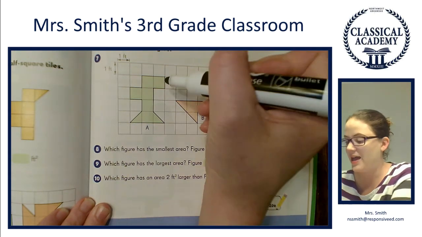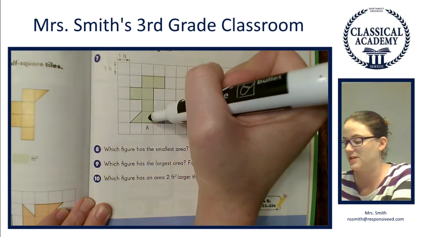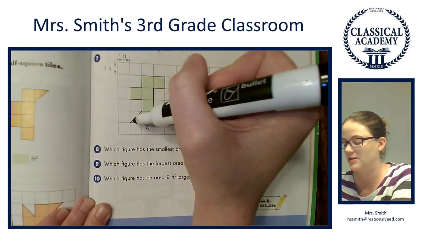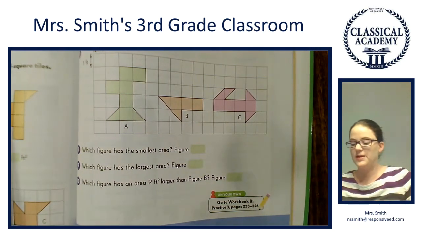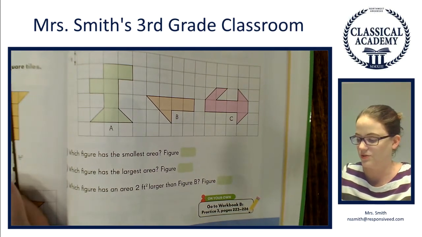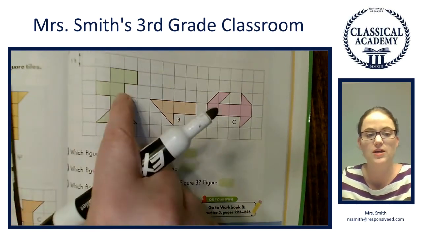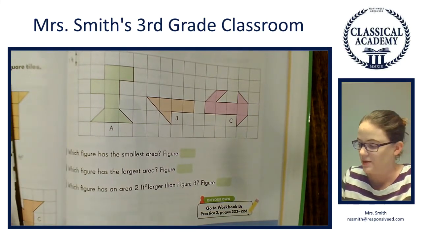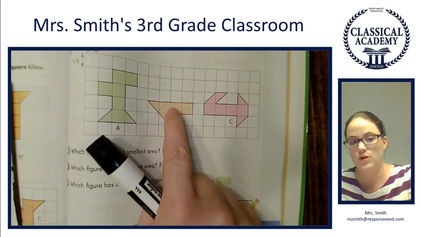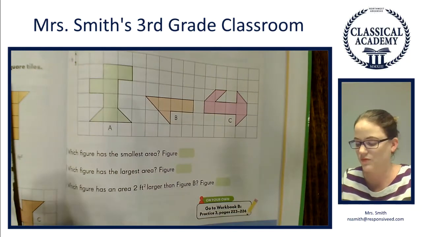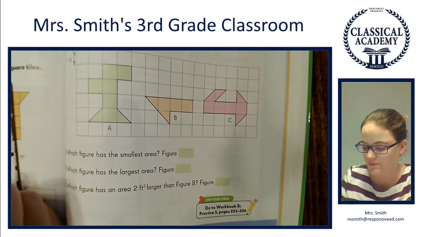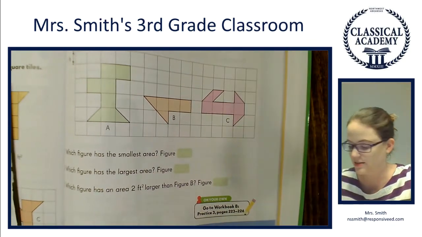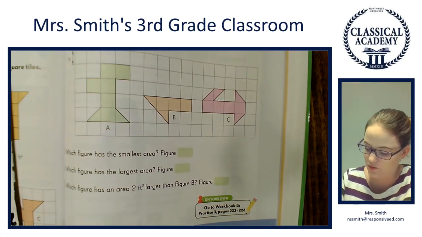Okay, A is 1, 2, 3, 4, 5, 6, 7. It's best to write them down as you go. A equals 7, and what is the unit? Feet squared. Square feet. B is 1, 2, 3, and 2 halves, 4 feet squared. C is 1, 2, 3, 4, 5, 6 feet squared.